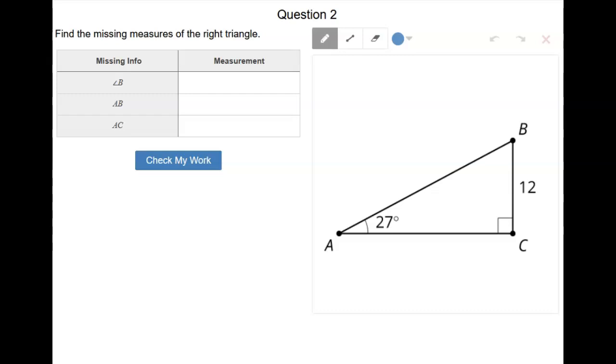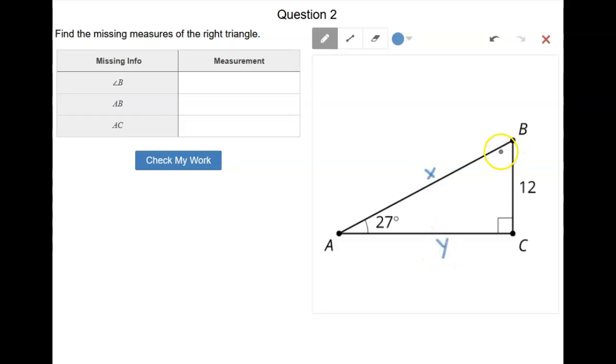Question 2, find the missing measures of the right triangle. So we're given what angle A is. We have to find angle B. And then we have to find the lengths of AB and AC. So we'll call AB over here X, and we'll call this one Y.